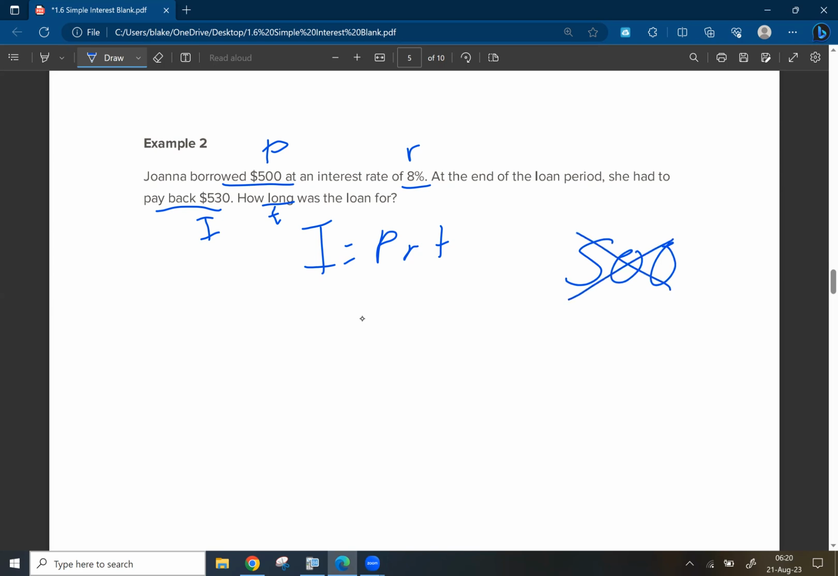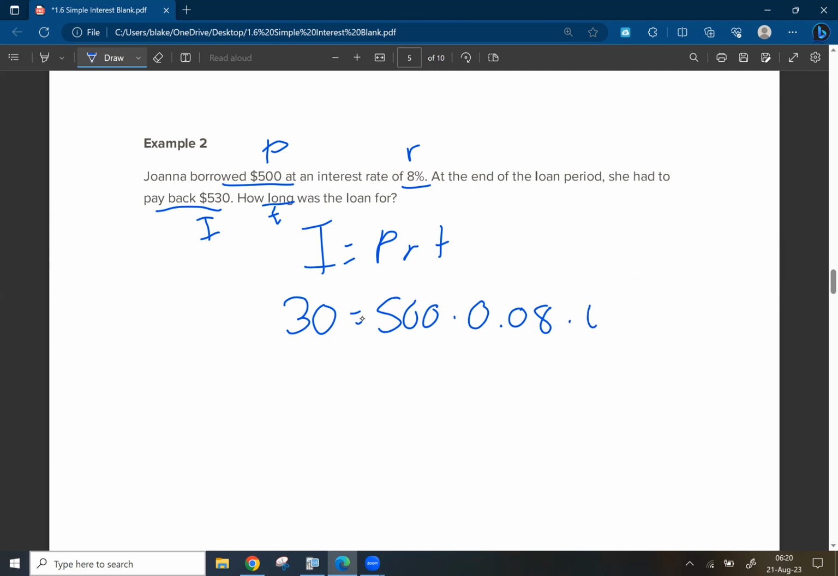So she has to pay back 500. But she ended up paying back 530, which tells me that $30 is the interest portion of what she's paying back. Because that's how interest works. You pay money to borrow money, essentially. So the interest here is actually 30 bucks. The principal is 500. The rate is 8%. And the T is what we're trying to figure out.